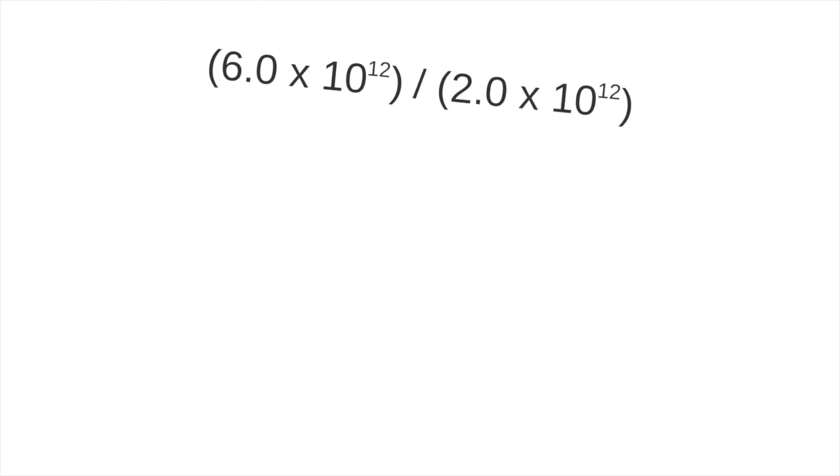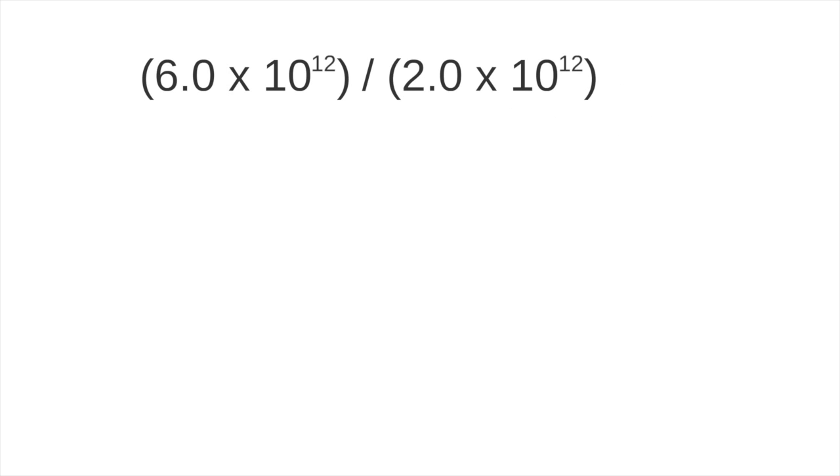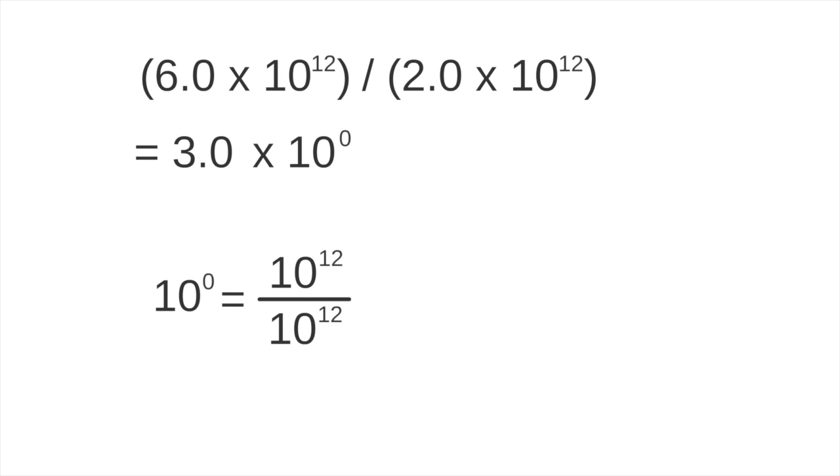Here's an example where the powers of 10 are the same in the numerator and the denominator, which leads to an interesting observation. Following our same procedure, we divide 6.0 by 2.0 to get 3.0, then we subtract 12 minus 12 to get 0 as our exponent. Here's the interesting part. That 10 to the 0 came from dividing 10 to the 12th by 10 to the 12th. And we know that dividing any number by itself always equals 1. So 10 to the 0 must equal 1.